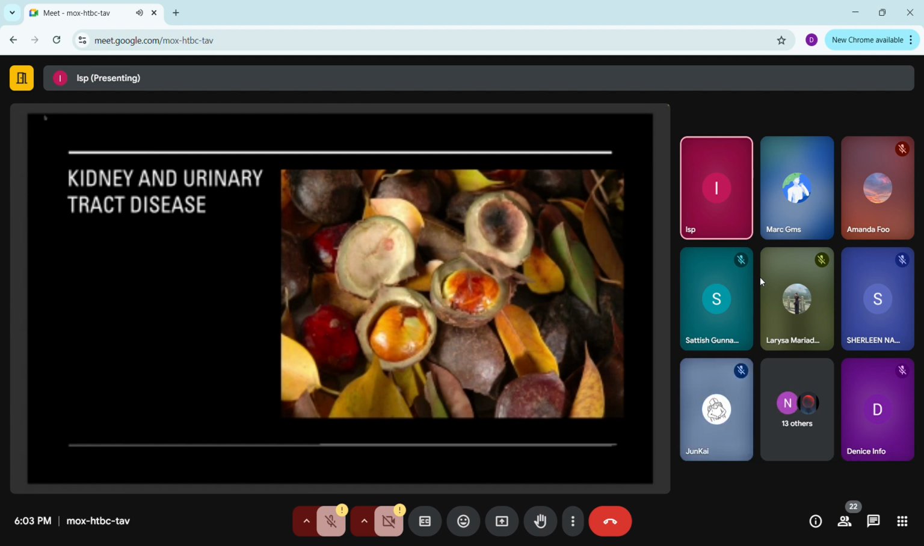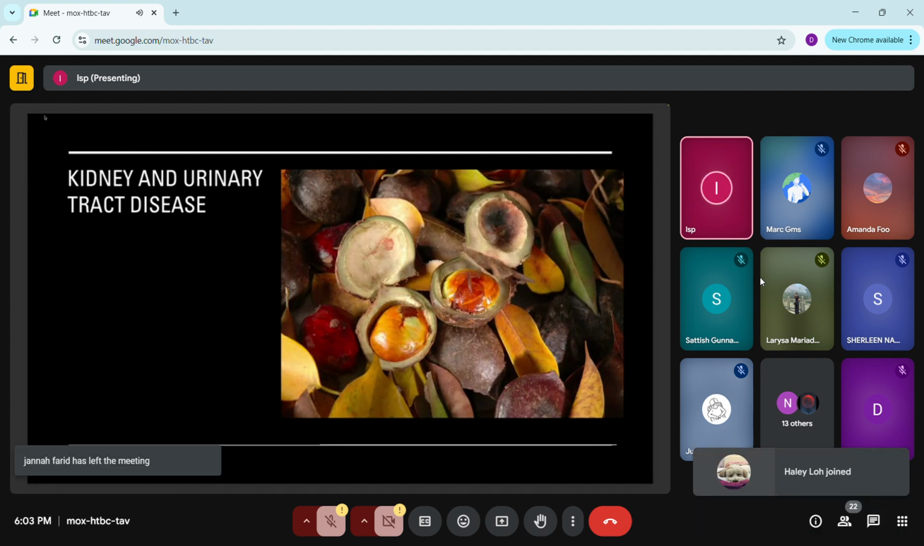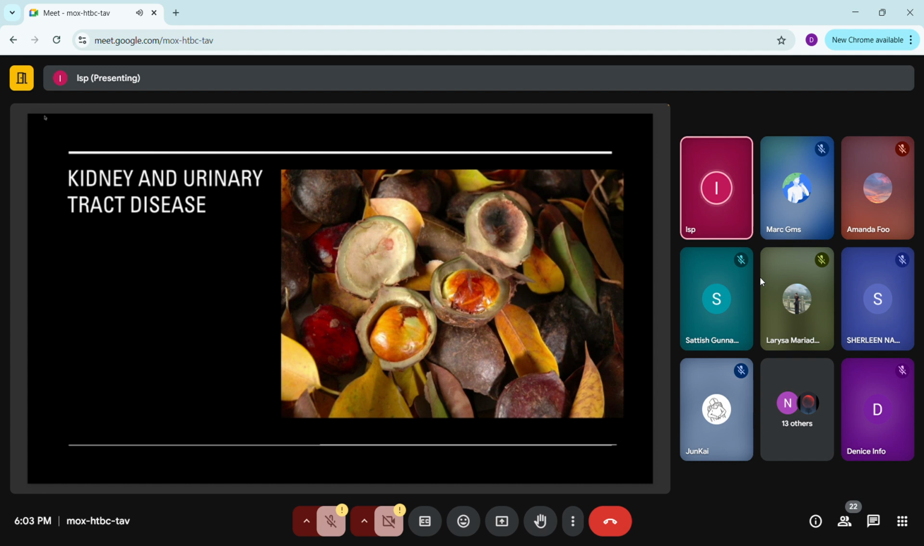Yes, doctor. Yeah, so I think last 2 weeks we were talking about the endocrine system. So finally this week we are moving on to another system already. We're moving on to kidney and urinary tract disease. Okay, this is another important topic, one of the core topics that you guys need to understand because this is very relevant in the exam as well.